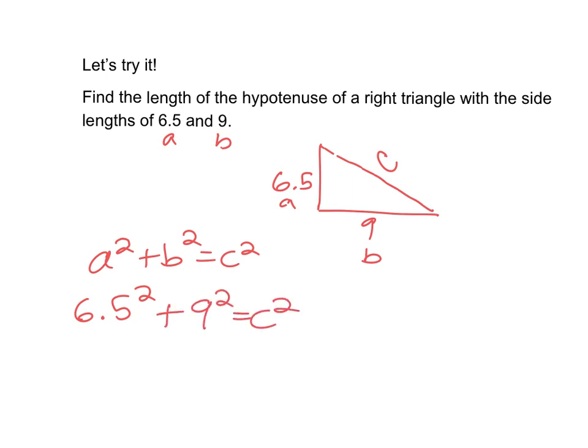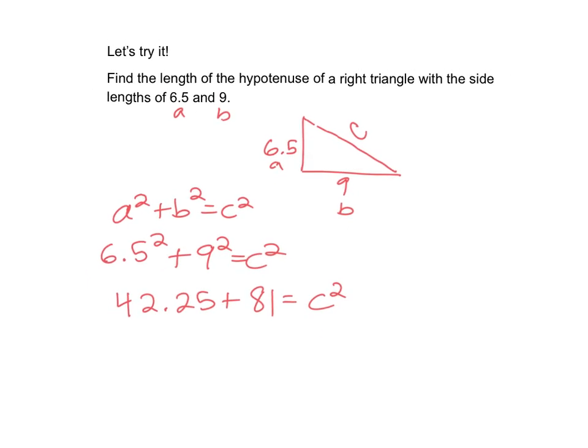So 6.5 times 6.5 equals 42.25. 9 times 9 is 81 equals c squared. So 42.25 plus 81. Go ahead and move this up. This side equals 123.25 equals c squared.